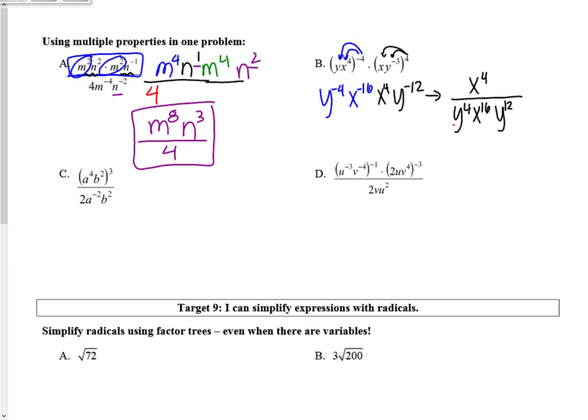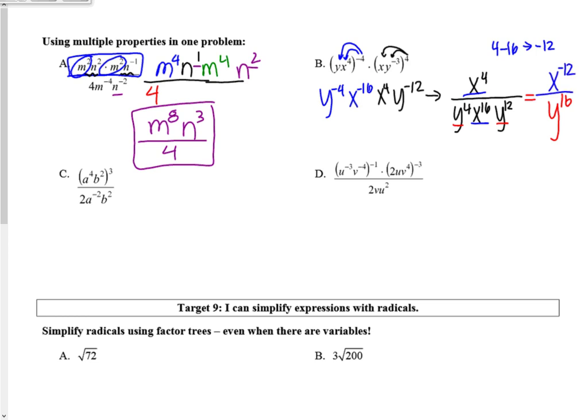I have y to the 4th and y to the 12th. So I'm going to add those exponents together, and I'm going to get y to the 16th. Now I also have x to the 4th and x to the 16th. Remember, with division, we subtract, so I'm going to do 4 minus 16. That gives me negative 12. So right now I would have x to the negative 12th in my numerator.